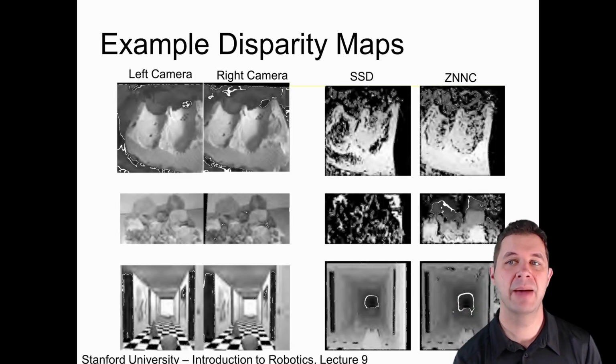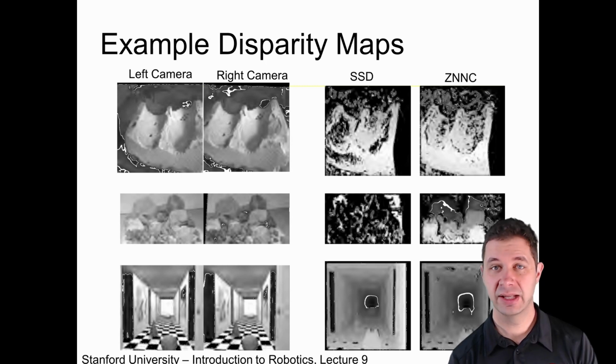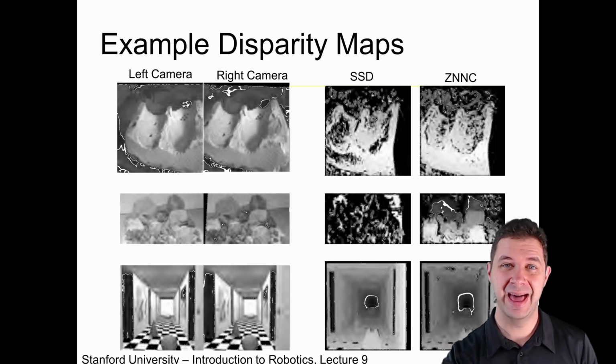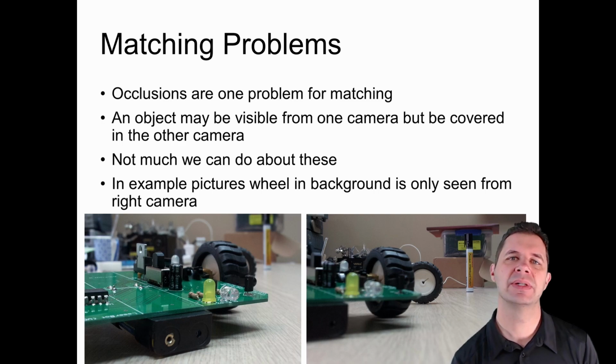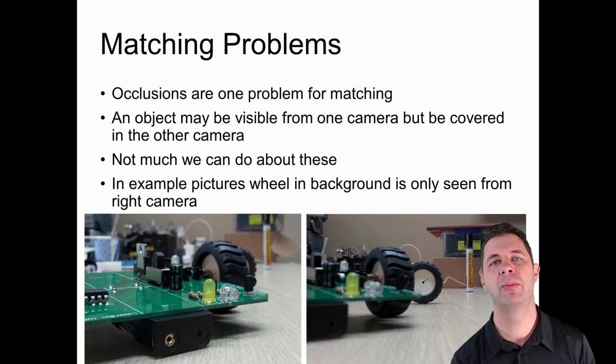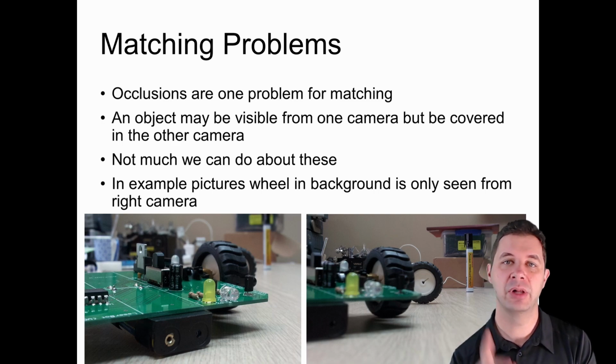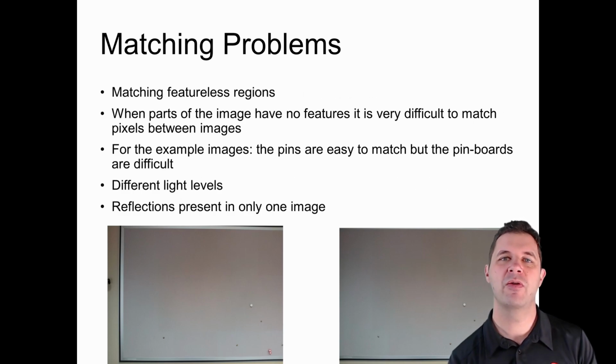Now above, there are some disparity maps computed using two different techniques: the sum of square difference technique and zero mean normalized cross correlation technique. And you can see that some of these disparity maps perform better than others. Let's move on then to some matching problems. Just like in photogrammetry, occlusions are a problem with StereoVision. Sometimes there's something that we can see from one camera that we can't see from the other camera, like the wheel in this picture here. And sometimes there's not much we can do about this. Likewise, if we've got pictures with featureless regions, we won't have lots of features to actually match between our images, so we'd expect a poor quality of matching between these.